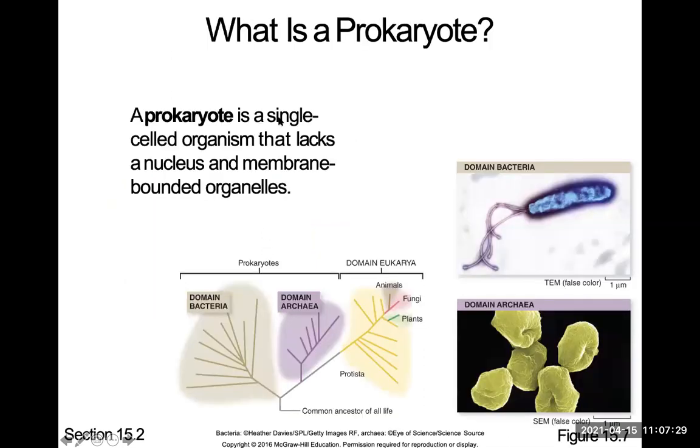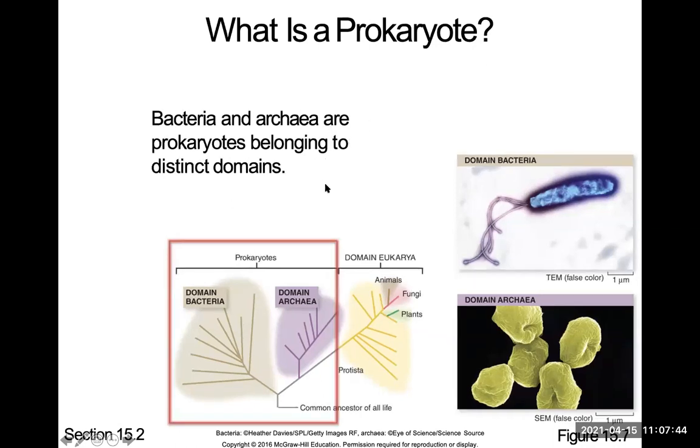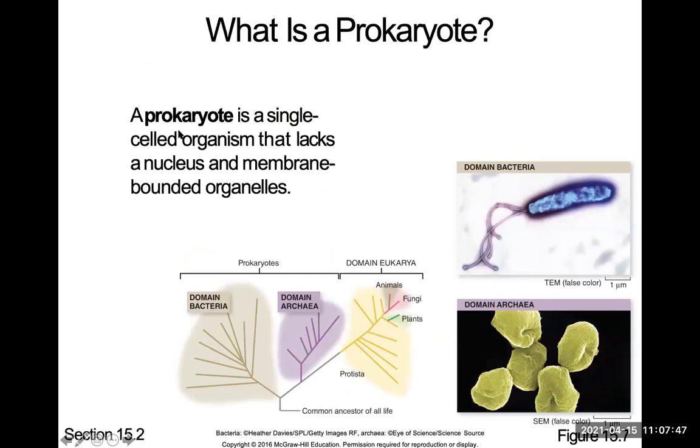So a prokaryote is a single-cell organism that lacks a nucleus. Pro means before, karyo means nucleus. This is before nucleus. So prokaryotes lack a nucleus. Prokaryote is a domain. Another domain we have is Eukarya. Under prokaryotes you have two groups, bacteria and archaea. Both of these groups don't have a nucleus and they don't have membrane-bound organelles like eukaryotic organisms.